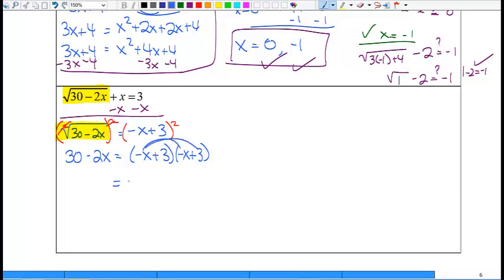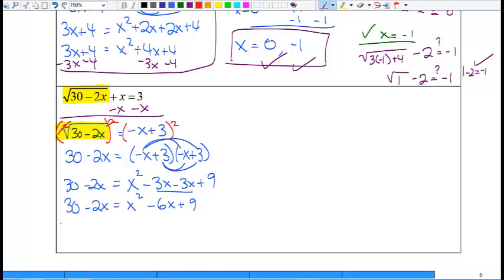Negative x times negative x is positive x squared. Negative x times positive 3 is negative 3x. 3 times negative x is negative 3x. And 3 times 3 is positive 9. Let's combine like terms on that right side. These two can add up to negative 6x. Then I'm going to move all of my terms to one side, get one side equal to 0. So I have 0 equals x squared minus 4x minus 21.